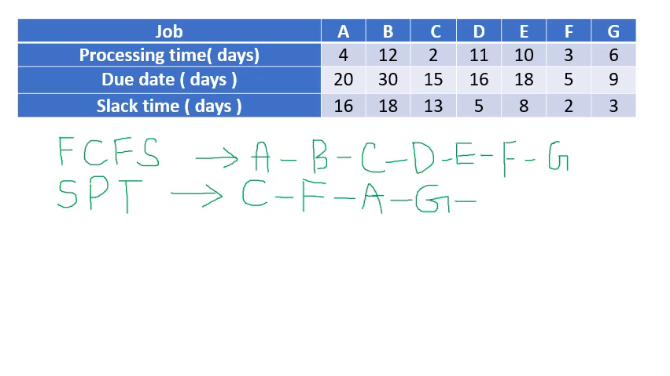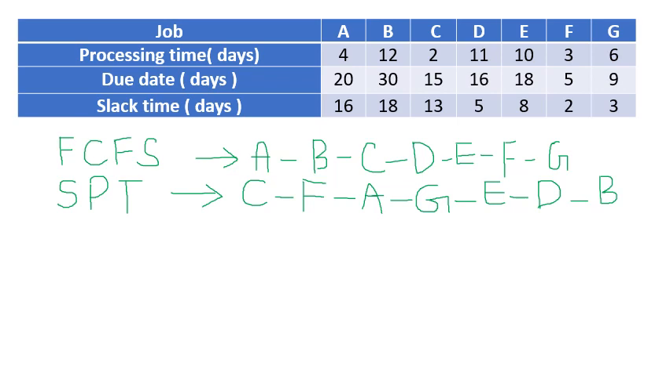After G, it will be E. After E, it will be D. And then after D, it will be B. So this will be the order sequence according to SPT: CFA, GE, DB.